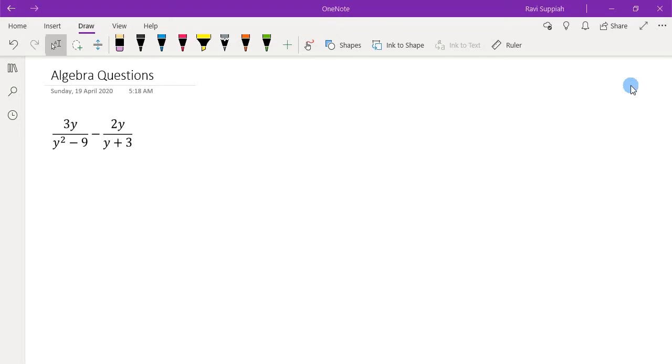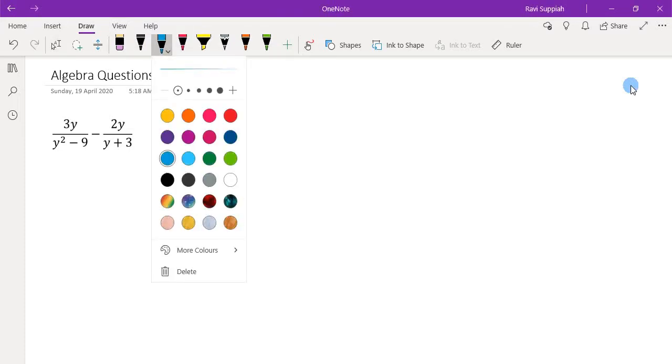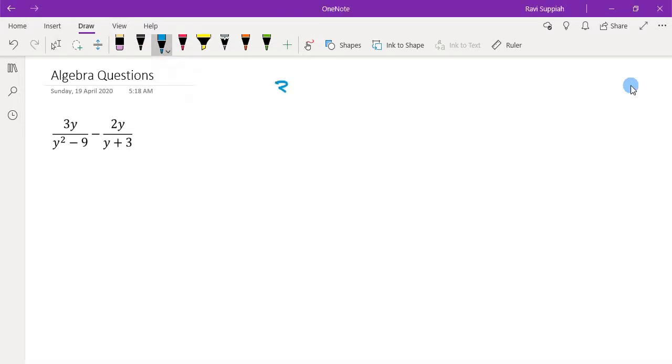In this question, we're supposed to simplify this expression over here. All right, so let me rewrite this expression first. 3y over y squared minus 9 minus 2y over y plus 3. All right, now how do we go ahead to simplify this?